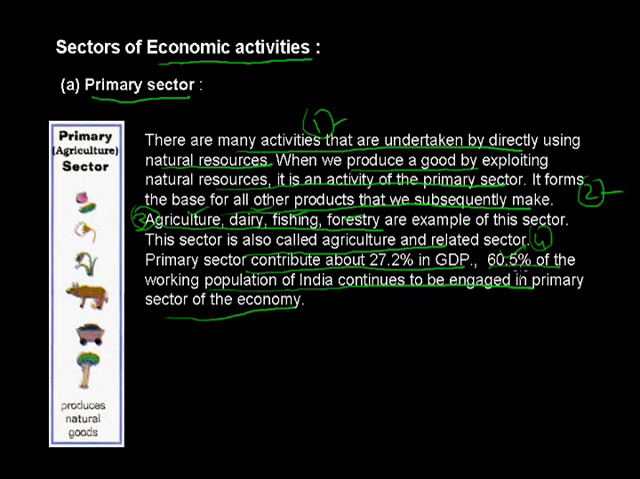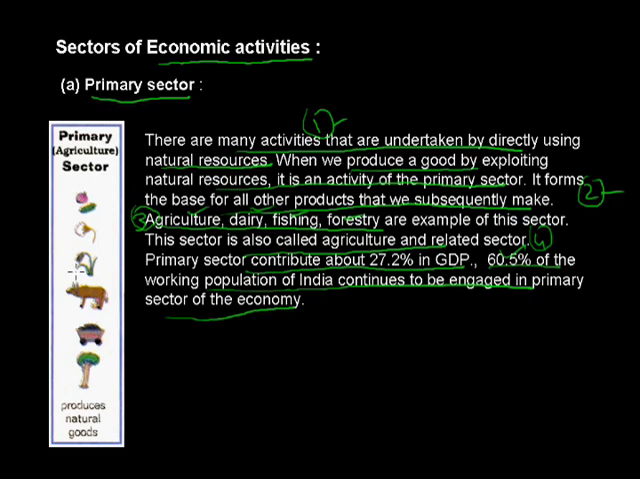So that is primary sector. If I revise the things, this is the sector where the activities are undertaken by directly using natural resources. Then it provides the base for all other products that we subsequently make. Examples are agriculture, dairy, fishing, forestry and mining. It is also termed as agriculture sector because agriculture is the most dominating activity which is done in this primary sector. It contributes about 27.2% in GDP, and 60.5% of the working population of India continues to be engaged in primary sector of the economy.